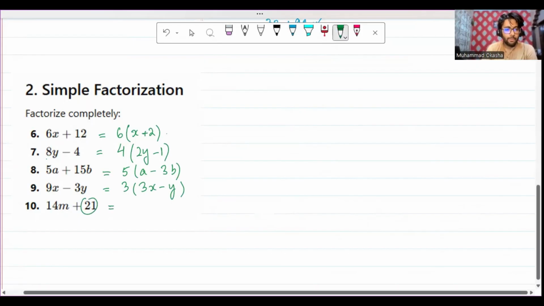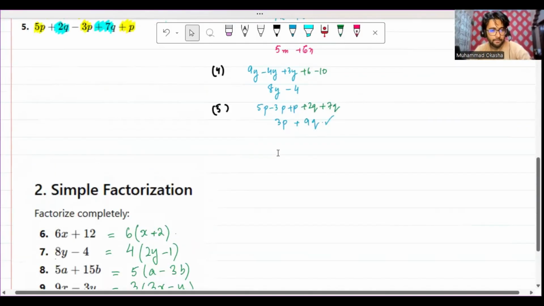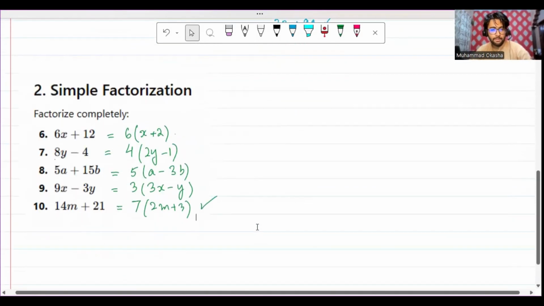Over here, 21 and 14. They are multiples of 7. So 7 times 2 is 14. 7 times 3 is 21. So 2m plus 3. And that is simple, really simple factorization. I hope it makes sense.